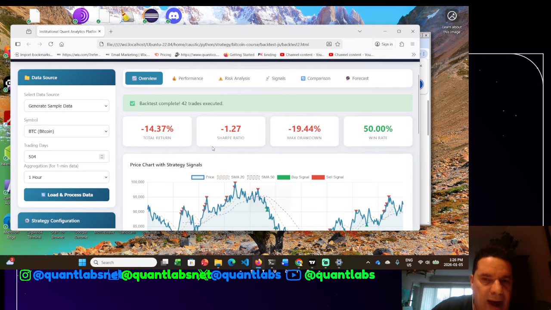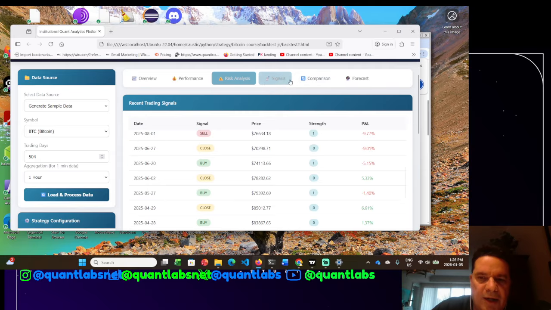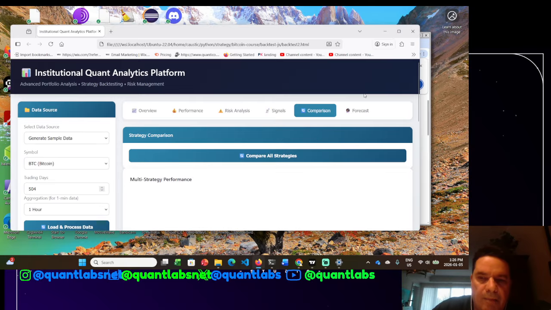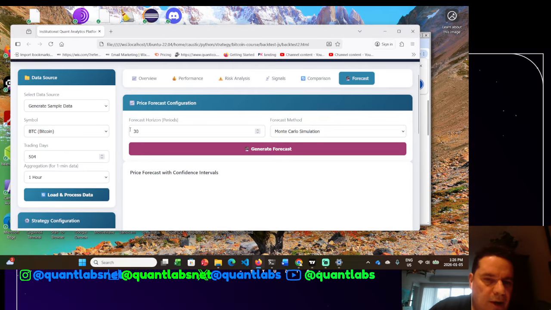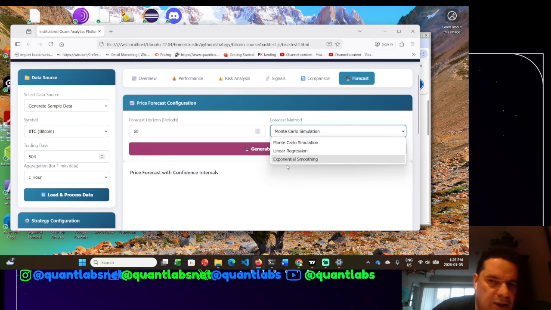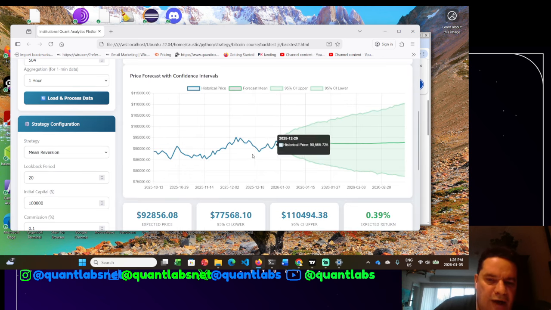So it's a similar pattern. I'm not going to go on about this too much, but let's look at the forecasting now. So I'm going to look at the forecast of, let's say, I want to bump this up to 60 days. You can do a Monte Carlo, linear regression, or exponential smoothing. Monte Carlo seems fine to me. And you can see here we have over the next 60 days what's projected.